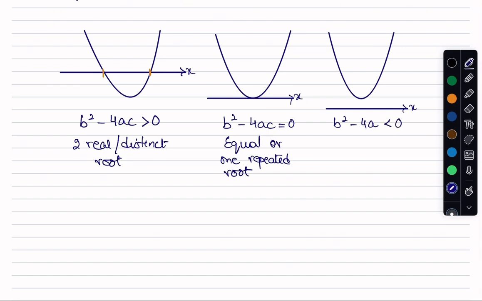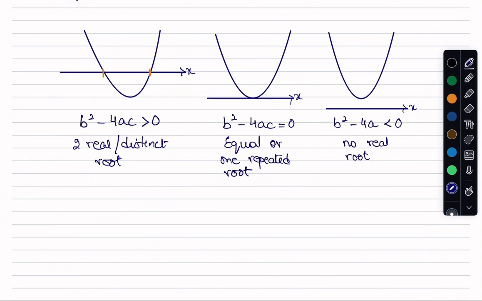The third case is that if the discriminant b squared minus 4ac comes out to be less than 0, meaning negative, then in the quadratic formula we have a negative under the root sign, which is not possible. So the curve is not intersecting the x-axis at all, and there are no real roots. This is what we mean graphically when we solve with respect to the discriminant.